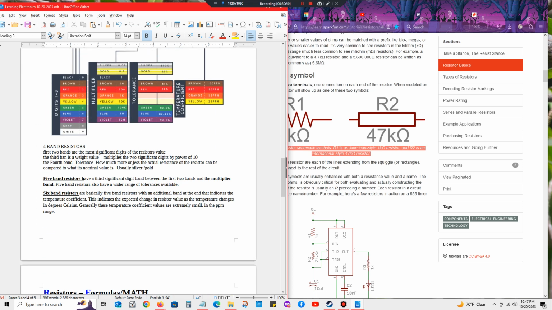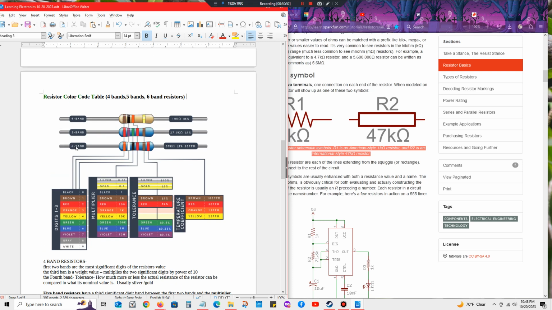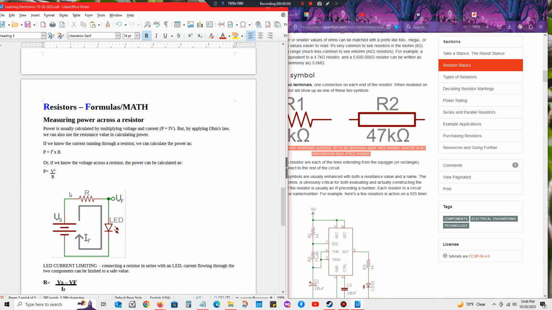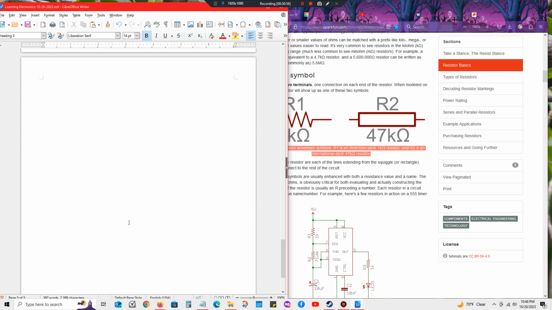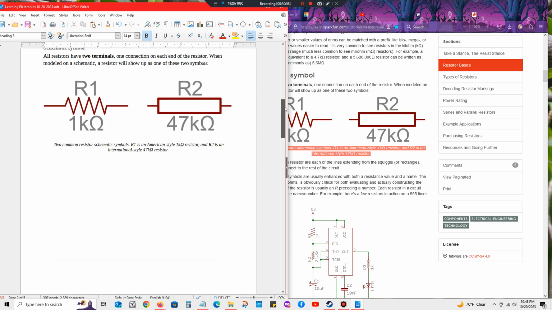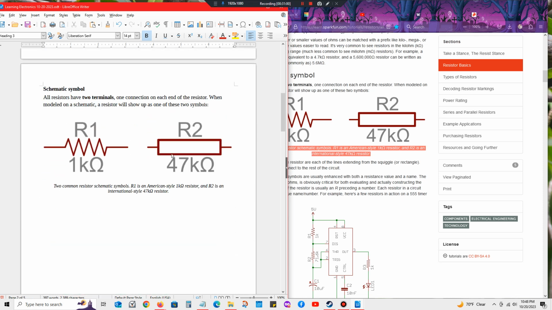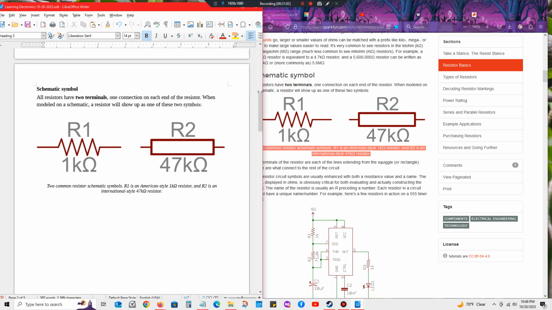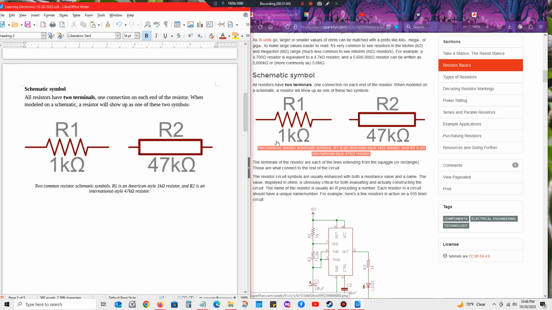So this page would be on the 4-band, 5-band, 6-band. This page would be mainly on math, which is probably gonna take up a lot of pages. And then this would be about the schematic symbols. Here in America, it looks like that, and then the international looks like that.